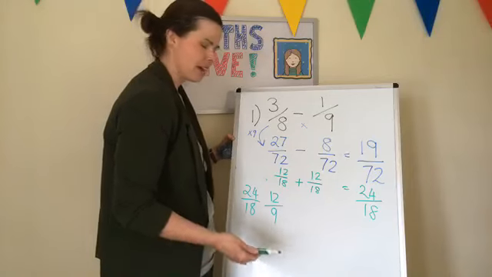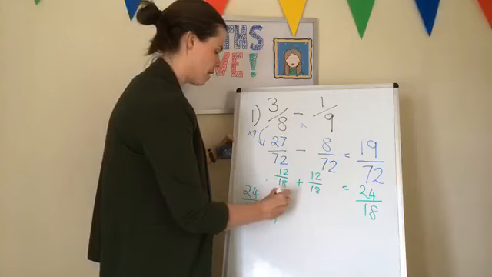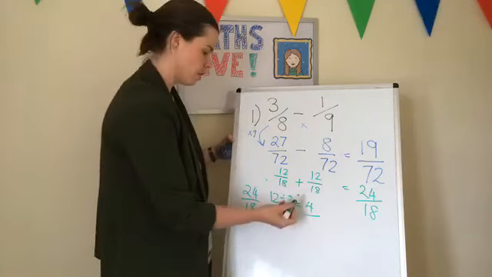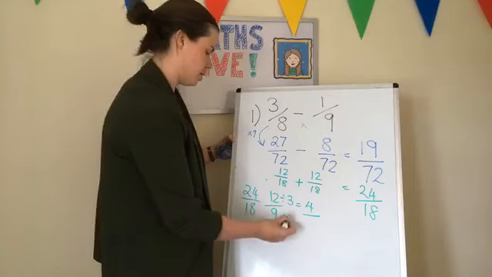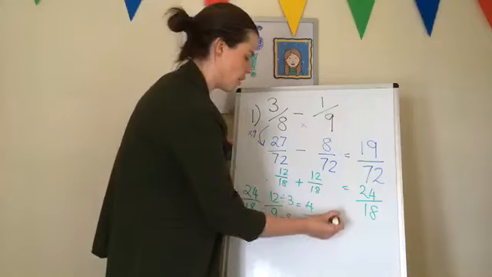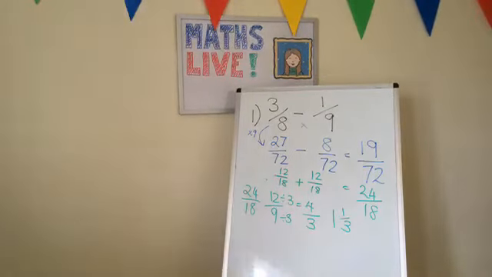Can I simplify that again? Can you think of another common factor of 12 and 9? 3. So 4 threes are 12, and then 3 threes are 9, so 4 over 3. You could also write it as 1 and 1/3. Let me see. Okay, I'm just going to have to scroll all the way back up. 24 over 18, yes, well done.